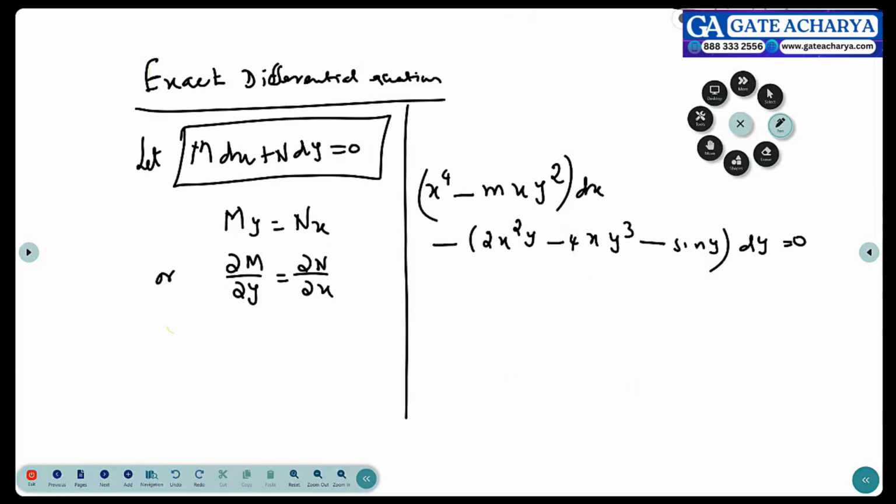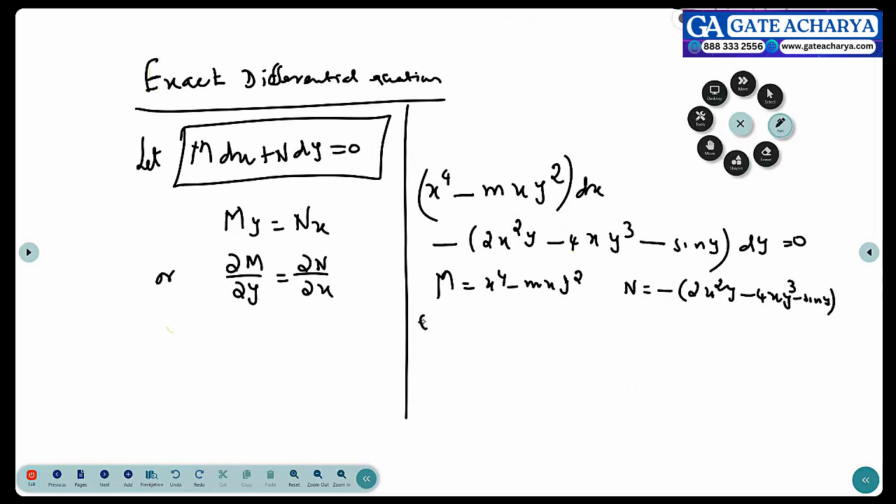To say this is exact, what will the value of m be? Find the value of m. So how do we identify that it is exact? M dx plus N dy. Capital M is x power 4 minus m x y square. Capital N is minus 2x square y minus 4x y cube minus sin y.